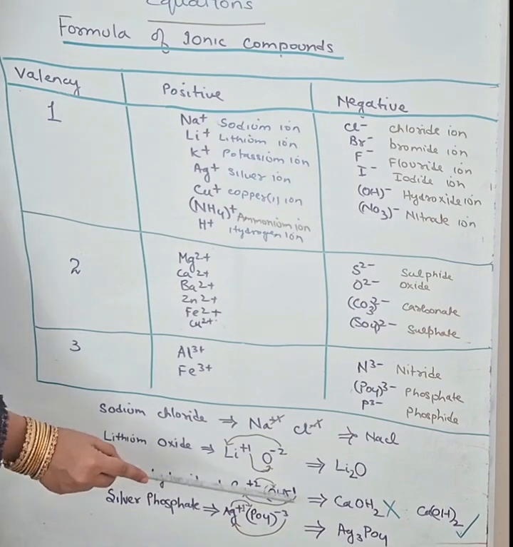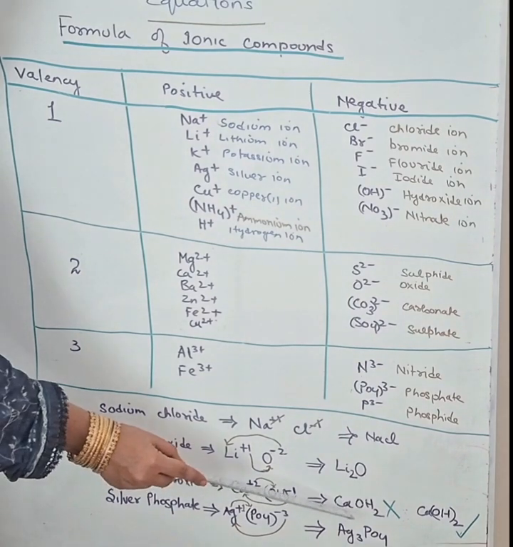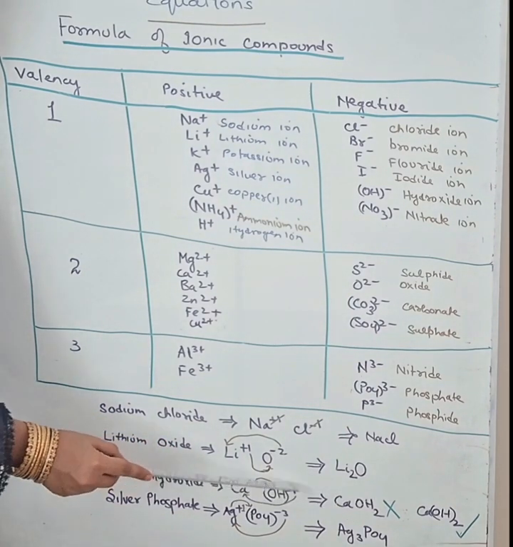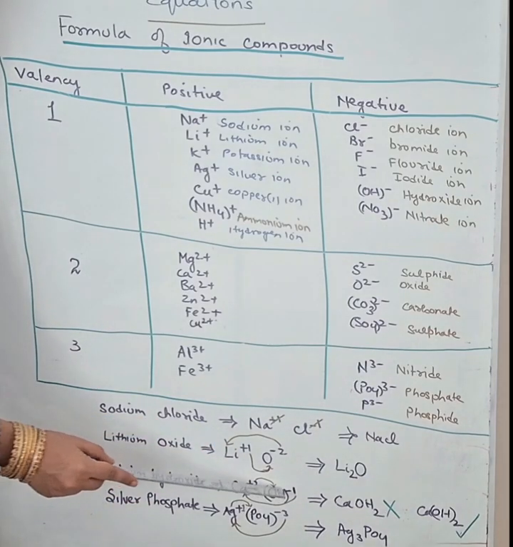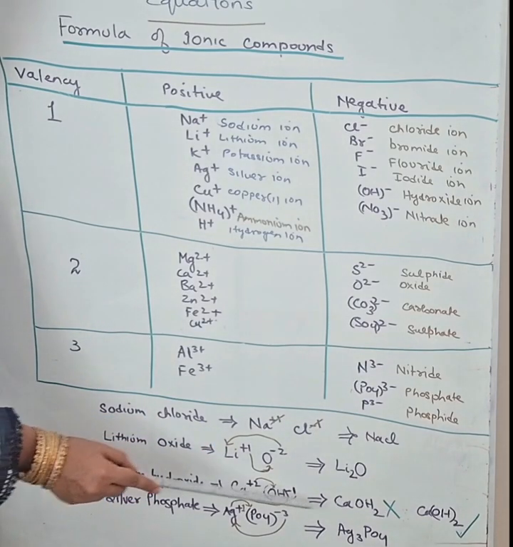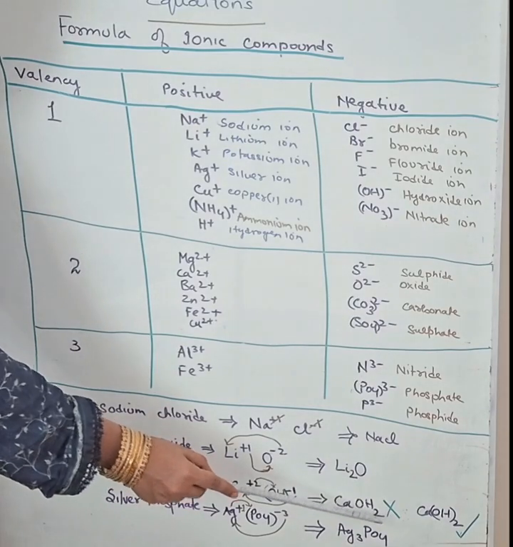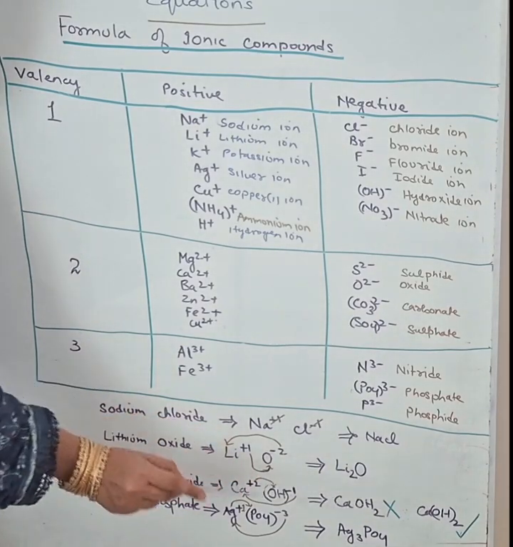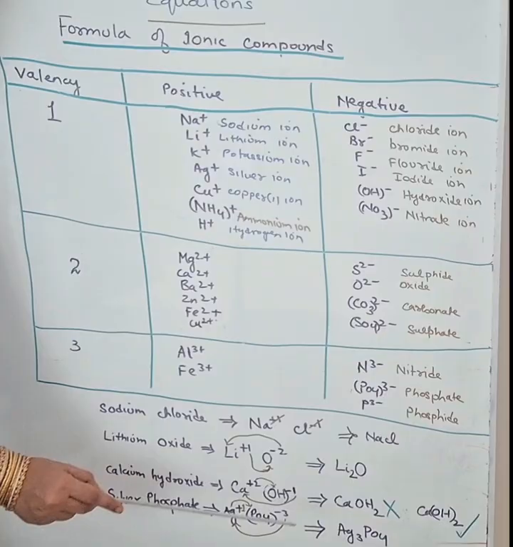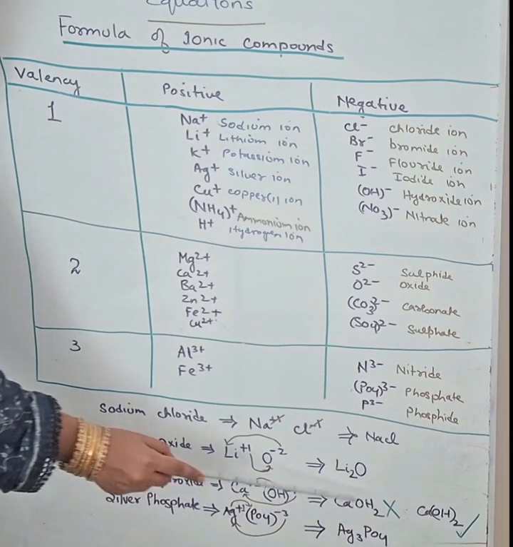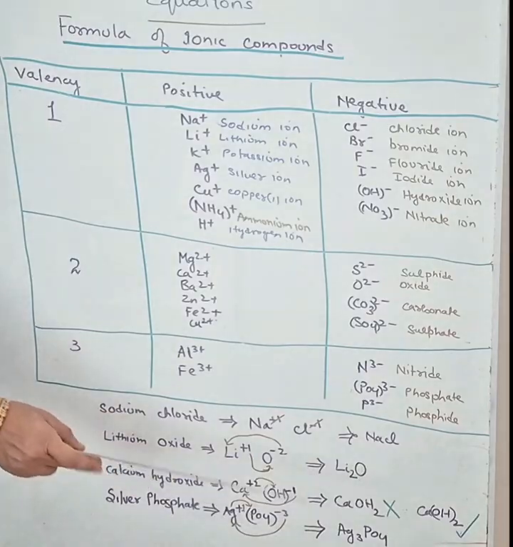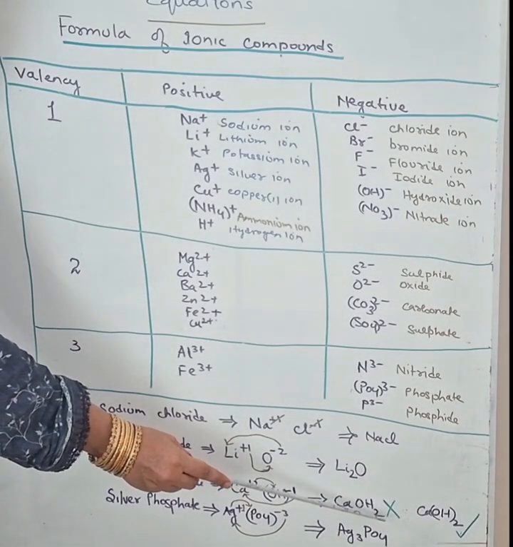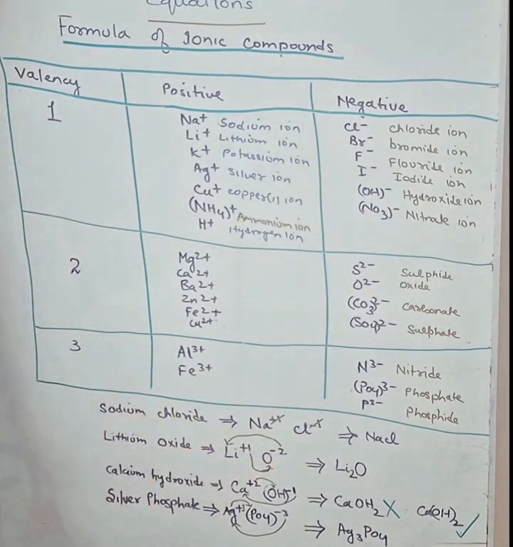Now we will check that calcium is 1, because the hydroxide valency is 1. But OH is 2, so we will write OH2. But this formula is not correct. Why? Because the correct formula is Ca(OH)2. That means you will have to write this 2 outside the bracket.